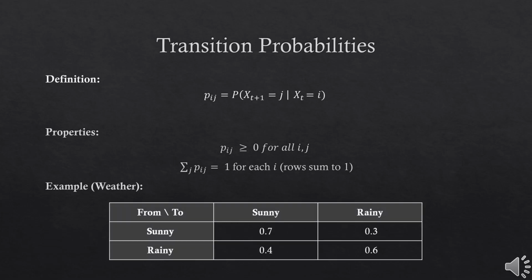To describe movement between states, we use transition probabilities. A transition probability represents the likelihood of moving from one state to another during a single time period. For every state, the probabilities of all possible future states must add up to 1 because one of those outcomes must occur. The weather example shown here illustrates this idea. If today is sunny, there is a certain probability that tomorrow will also be sunny and another probability that it will be rainy. These probabilities define the behavior of the system.